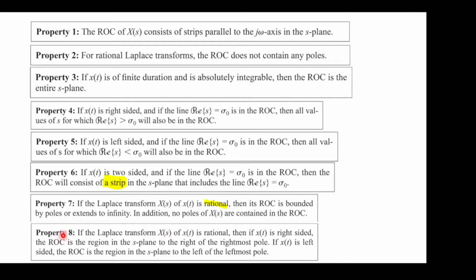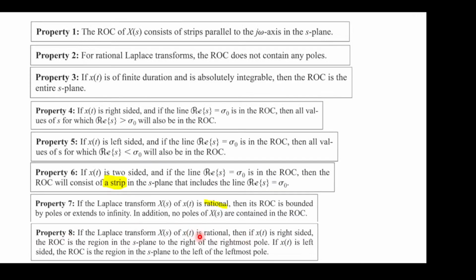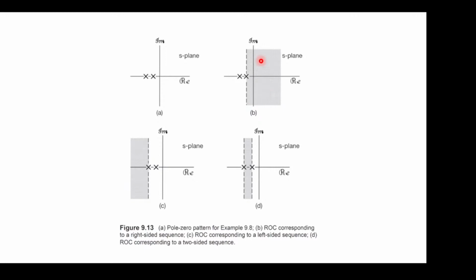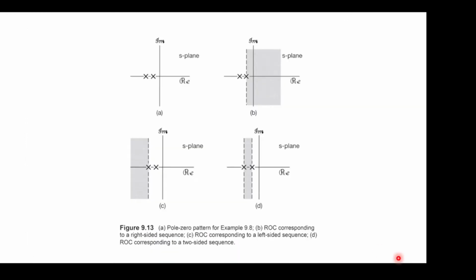And finally, it is still the same example. We say that if you are rational and the things are bounded by poles, then just combine this left and right analysis. You see that if your signal is right-sided, then your ROC should extend from the rightmost pole and extend to right infinity. And if you are left-sided, you should extend from the leftmost pole and extend to left infinity. And if you are two-sided, then you are one strip in the middle. Okay. So those are the ROC of Laplace transform.